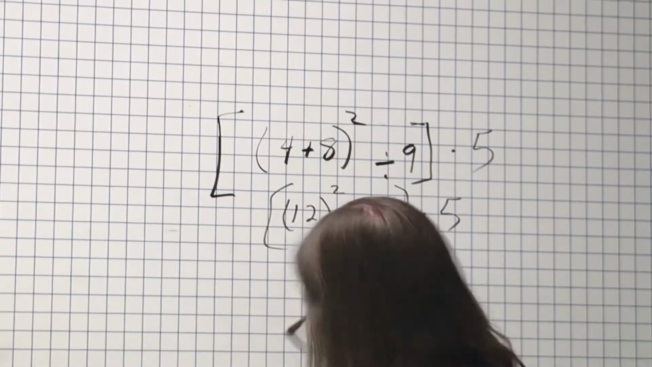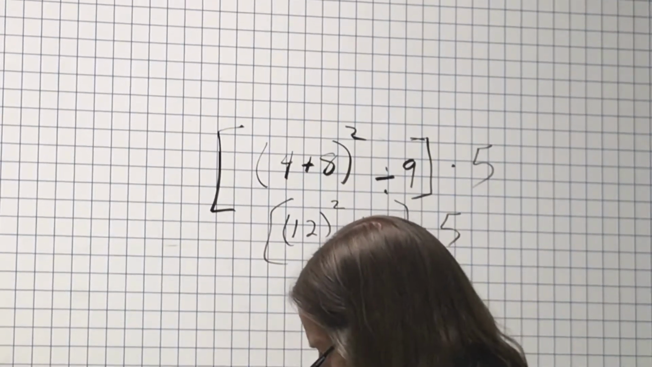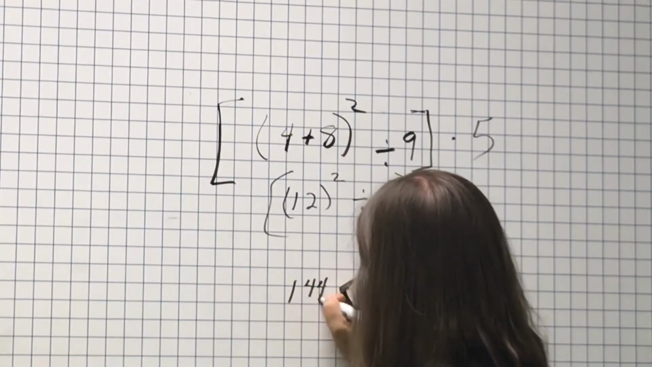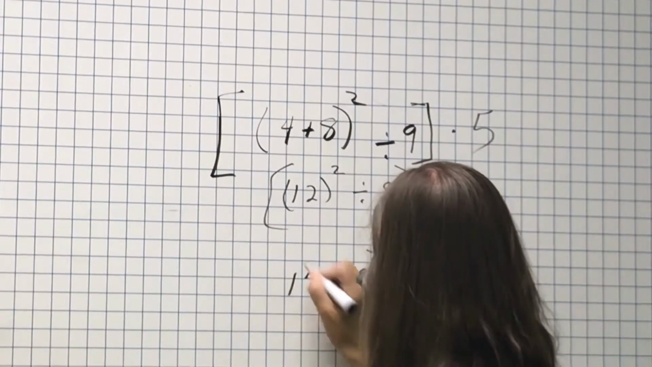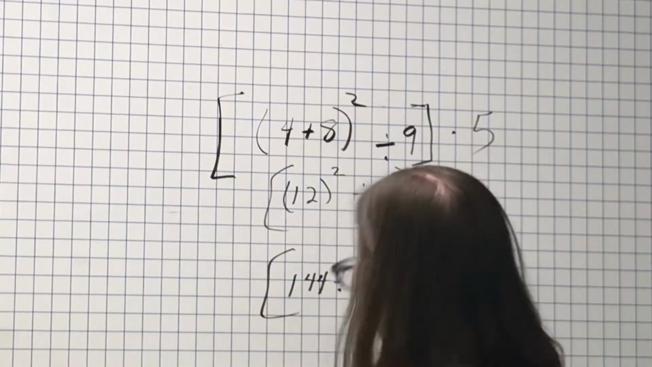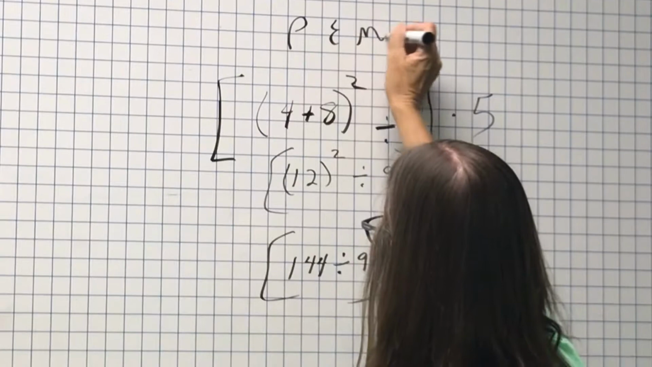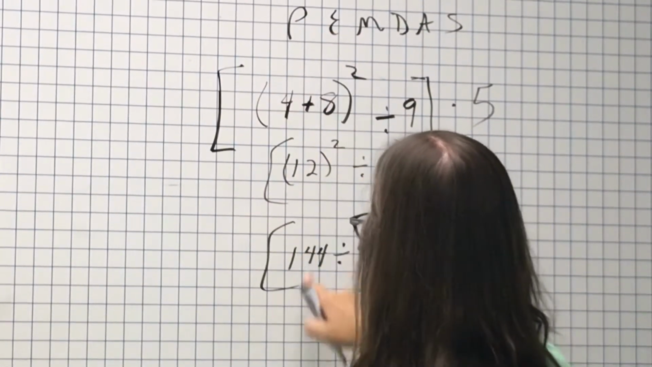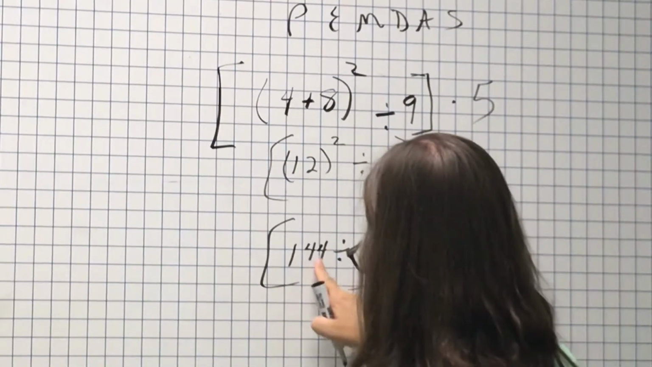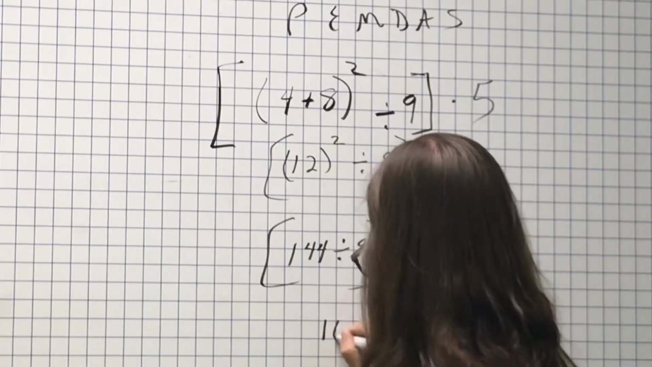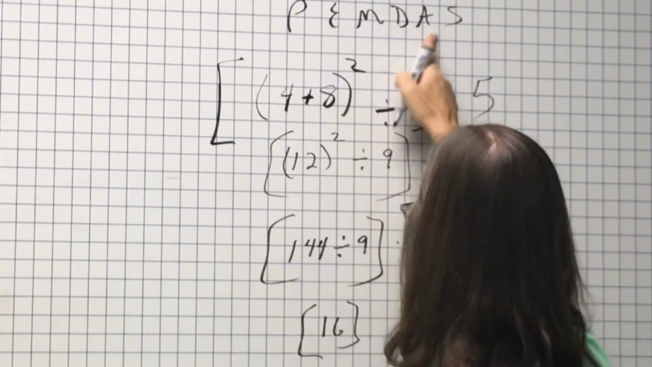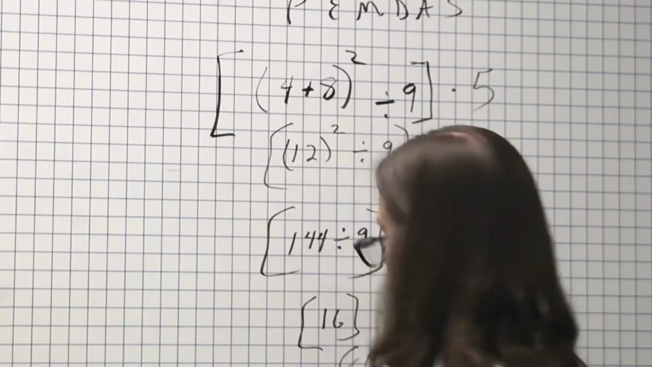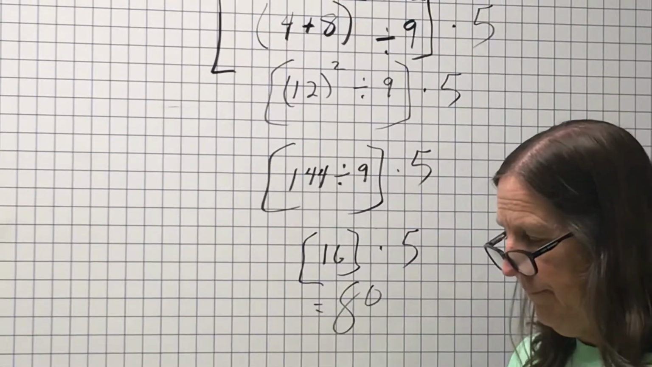And you can see now they have 12 squared divided by 9. Then they're going to do the exponent. 12 squared, 144. Divided by 9 times 5. Because again, please excuse my dear Aunt Sally. We did the parentheses. We did the exponent. Now we're going to do the division. 144 divided by 9 is 16. And now we're going to do the multiplication times 5, which gives you 80. And you're done.